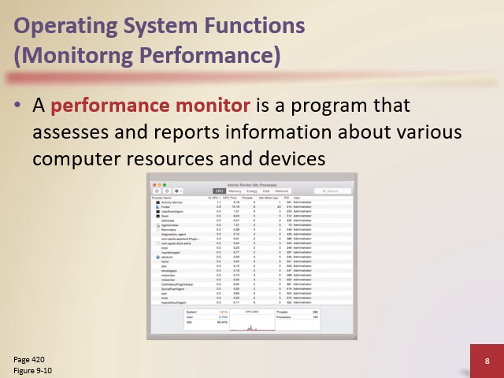Then monitoring of performance is another operating system function. The operating system typically includes a performance monitor, which is a program that will assess and report information about various computer resources and devices that are open. Whatever programs you open, there will be a record maintained by the performance monitor, which will check which program is taking how much memory, and how much space. So users can monitor the processor, drives, network, memory usage, all these things. So these are the stats you can see: CPU, memory, network.